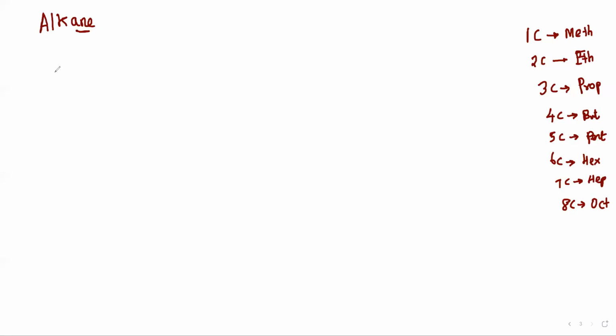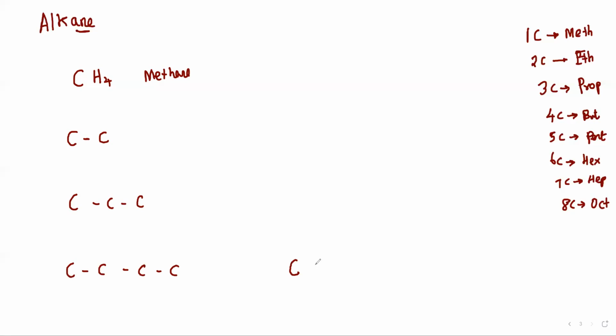Now I'll start with one carbon. This we have seen too many times. That is methane: meth plus ane, methane. If you take two carbons, alkane means there will be only a single bond between carbon and carbon. There won't be a double bond or triple bond. If you take 3 carbons, it will be C, C, C. If you take 4 carbons, it will be C, C, C, C. And for 5 carbons, in that 4 carbon itself, we have a branched structure.